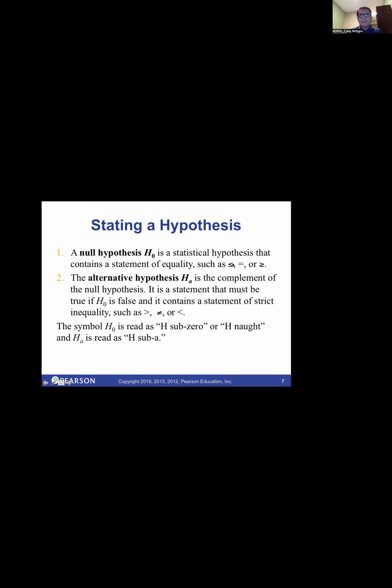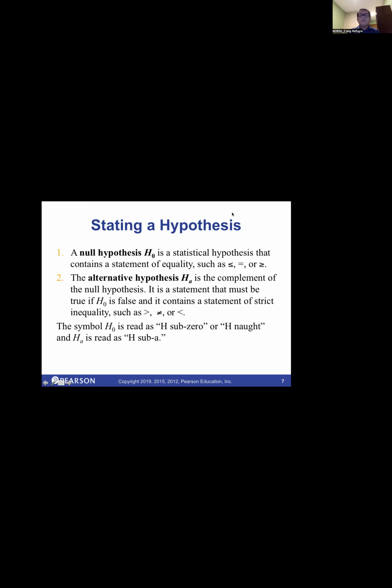So again, it can be less than or equal to, or it can be equality, or it can be greater than or equal to. Take note that we use the connective "or." That means out of the three, only one is possible. It can be less than or equal to, equality, or greater than or equal to. So we have H0, the null hypothesis.